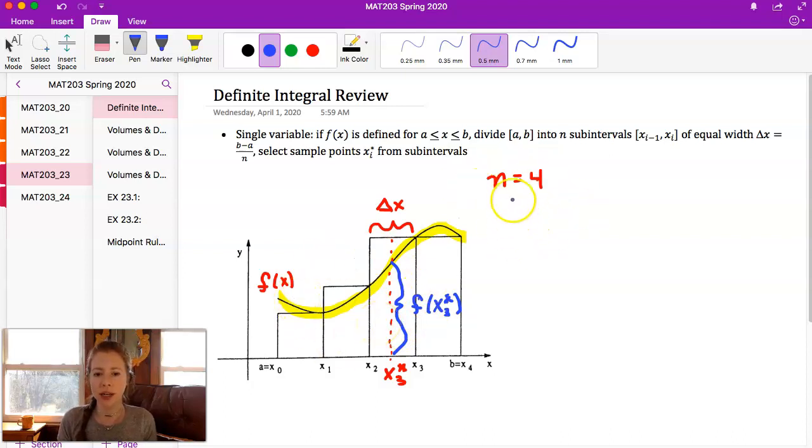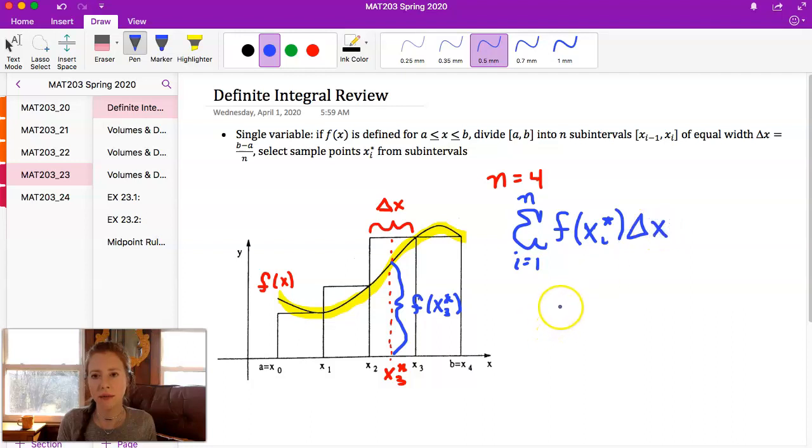So what we're doing is taking the sum from i equals 1 to n, and then we're going to plug x sub i star into our function, times delta x, from 1 to 4. So f of x sub 1 plus f of x sub 2 plus f of x sub 3 plus f of x sub 4, right? And each one is going to be multiplied by our interval width, which is delta x.